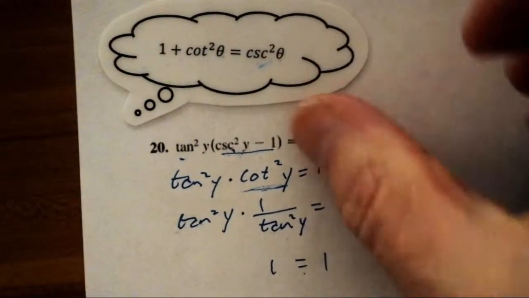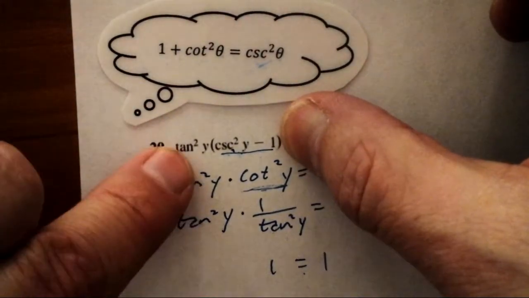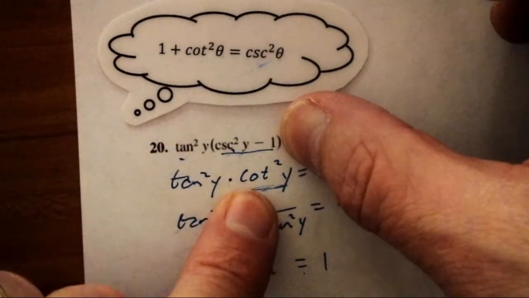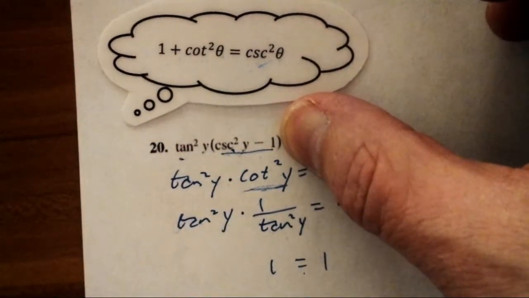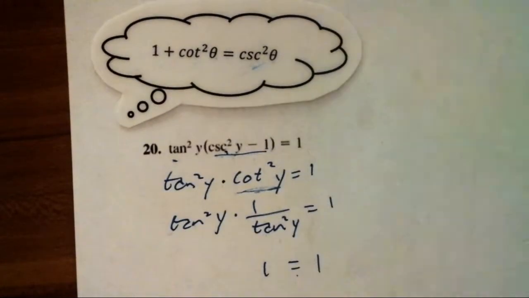If this was a simplify problem, and you went from here to here, and then you said that's one, I'd know that you got it. But when the answer's already given, we're not going to just poof magically come up with one equals one. Okay, let's take a look.